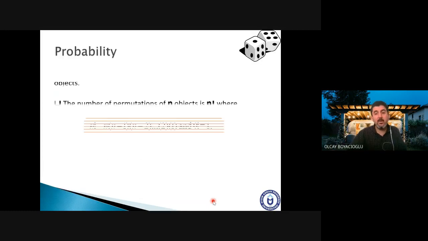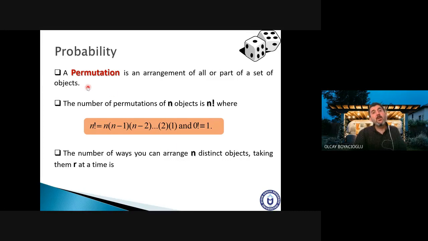Now we are entering the probability a little bit more. Of course, when we say probability, we cannot explain a probability course without talking about the permutation, correct? Now, a permutation is an arrangement of all or part of a set of objects. The number of permutations of n objects is n factorial. The exclamation mark is read as factorial.